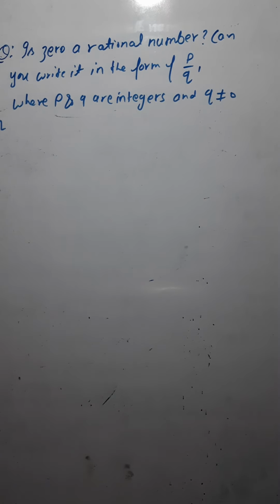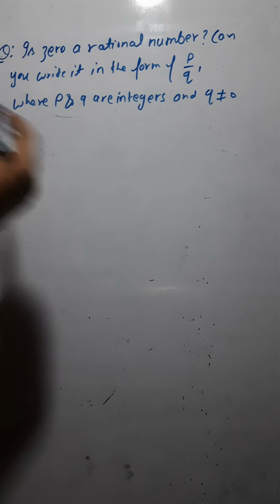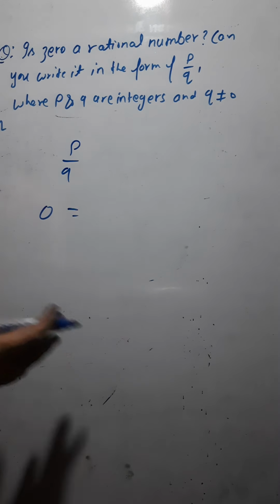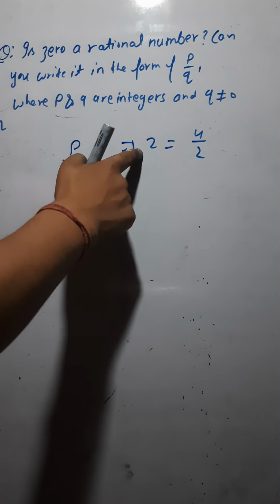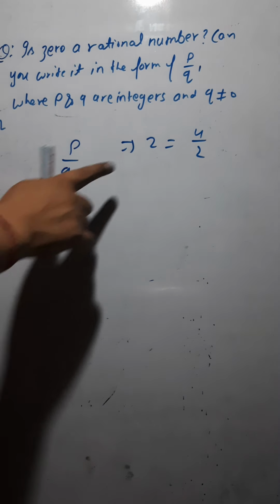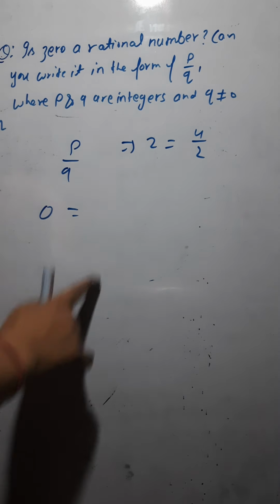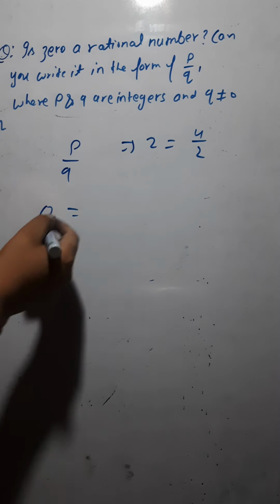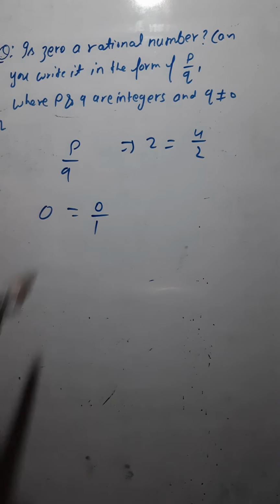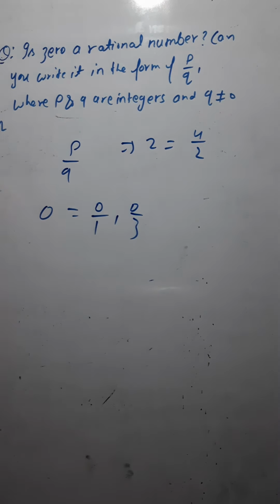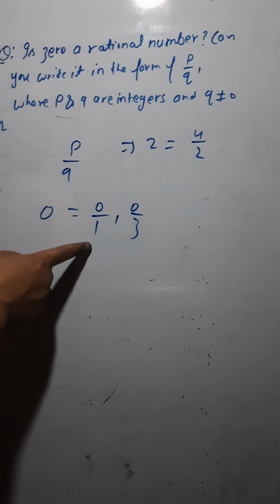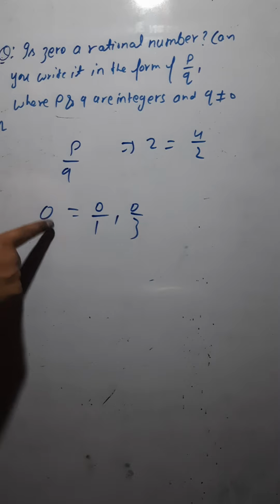Now this is the next question for you. The question is, is 0 a rational number? Just tell me, is 0 a rational number? Rational numbers are the numbers which can be written in the form of p by q. So can you write this 0 in the form of p by q? Let's say we have 2. We can write this 2 as 4 by 2, so I can write 2 in the form of p by q. So 2 is a rational number. Can you write 0 also in the form of p by q? Yes, I can write 0 as 0 by 1. 0 by 1 is what? 0, isn't it? I can write this as 0 by 3 also. This is also 0. So we can write 0 in the form of p by q. Hence 0 is also a rational number.